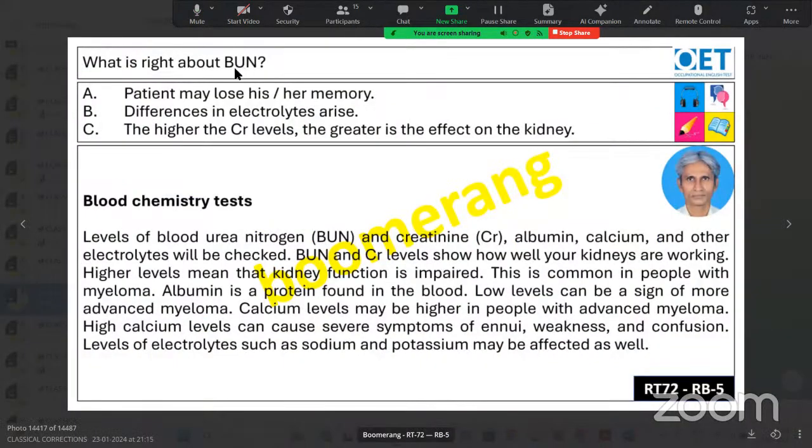What is right about bun? Okay, patient may lose his, so you can read all these things and come out with an answer. I'm giving you 1 minute for this one, part B. Just I'm giving you an idea for the new students. Go through this question and think about the answer. I'm giving you 1.5 minutes.